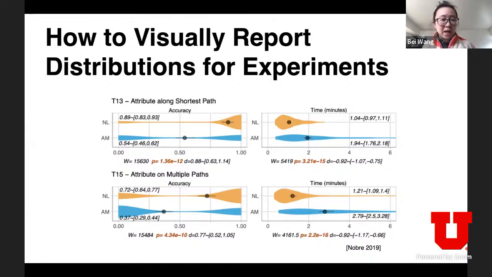Again, you can study different ways to report distributions for experiments, and this is more useful when you are creating a report for a scientific data set. Here are different violin plots you can see with different distributions.